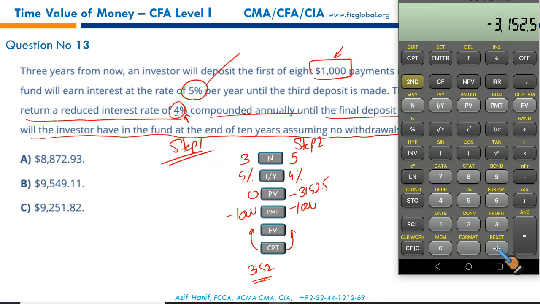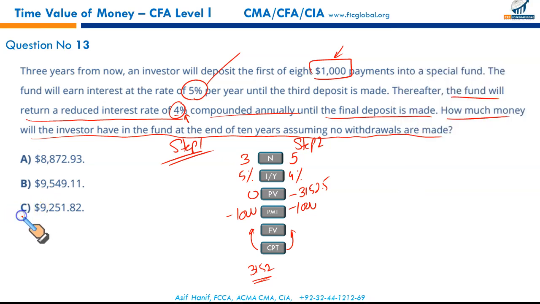That's the present value that has been accumulated over the period of 3 periods. And then there is a payment that will go till the end of the 10th year of $1,000, and you will have to calculate the future value, that is 9251.82, perfectly matching with your answer.